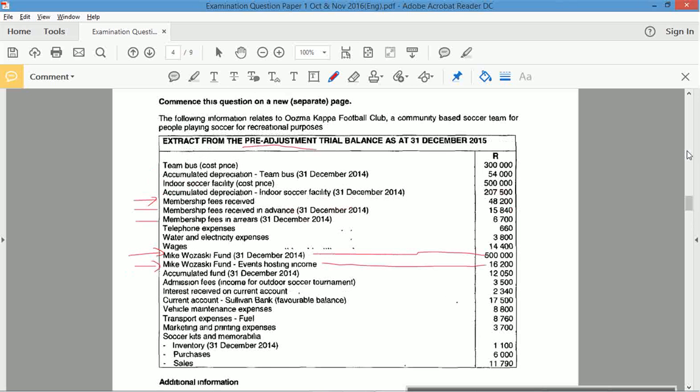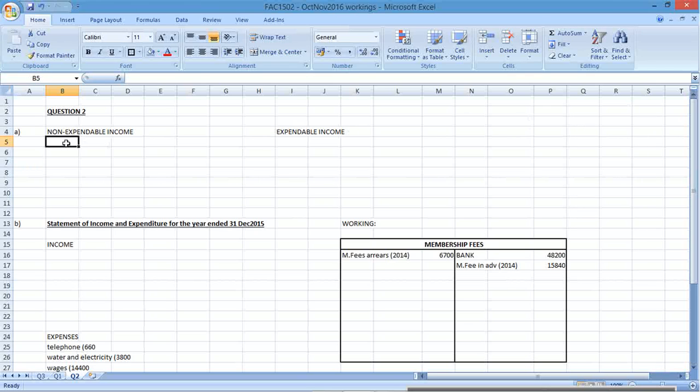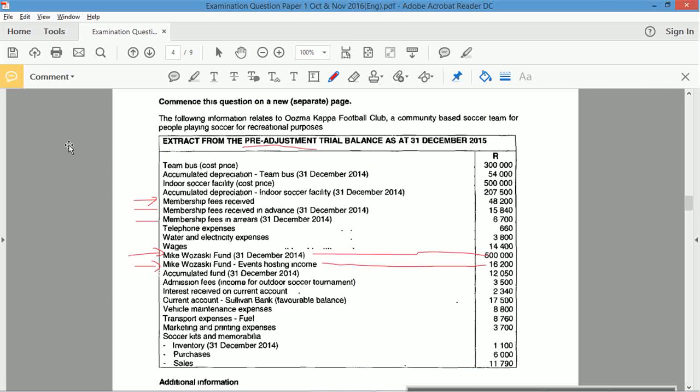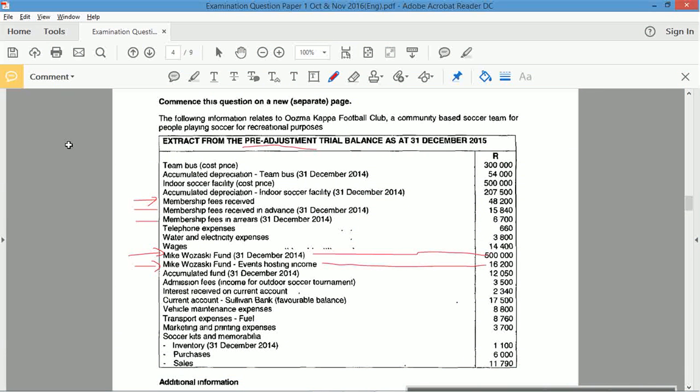Let's go back. Where is his fund? There's his fund, that's last year's amount. So where is point number 4? There's point number 4. It's non-expendable because it's only used for a specific purpose, in this case paying the wages, exactly. How much was it? The starting balance was 500,000. Events hosting income was 16,200.